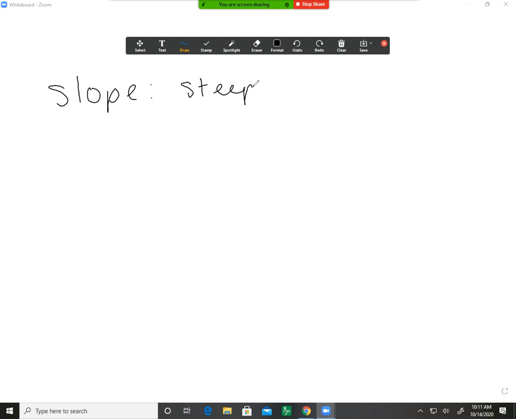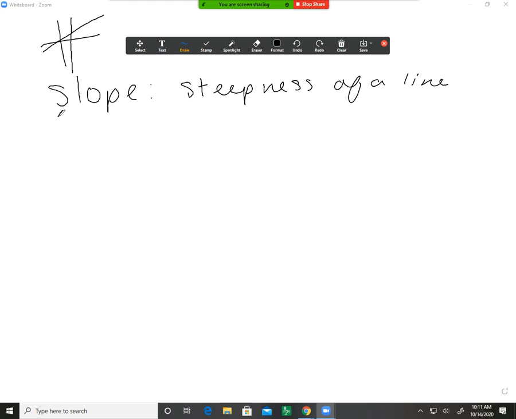Okay, so slope is the steepness of the line. That's what slope represents. Our linear equations are lines. Some are steep, some aren't so steep, if you look at them on a graph. Like if you think about this graph, this line is pretty steep. This one, not as much. Each has a different slope.